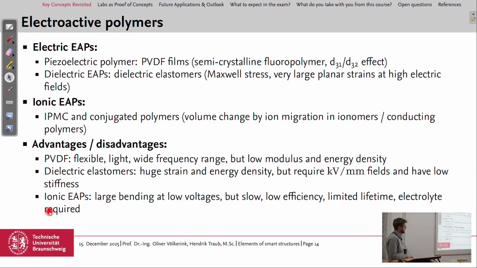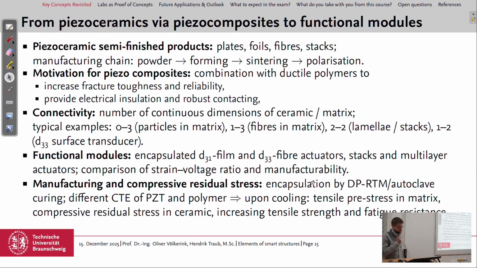And ionic electroactive polymers give us large bending at low voltages, which is good compared to the dielectric elastomers, but they are slow, have a low efficiency, and the lifetime is limited, and we have to think of an electrolyte to provide ions for the reduction and oxidation.